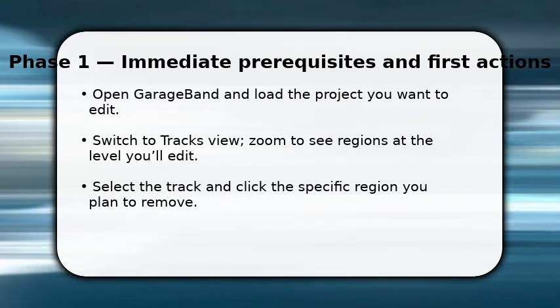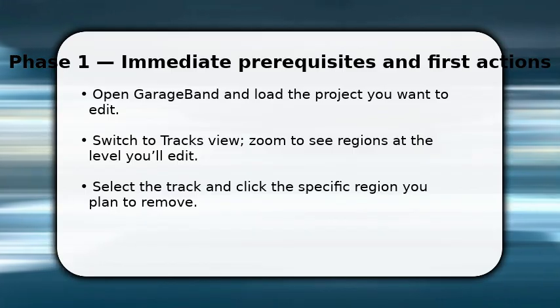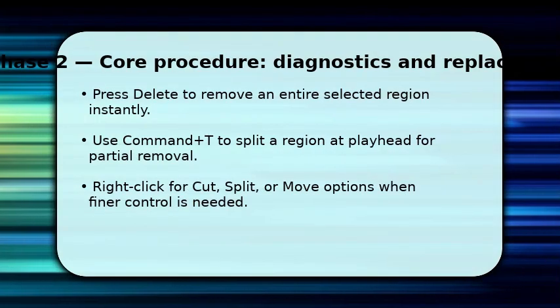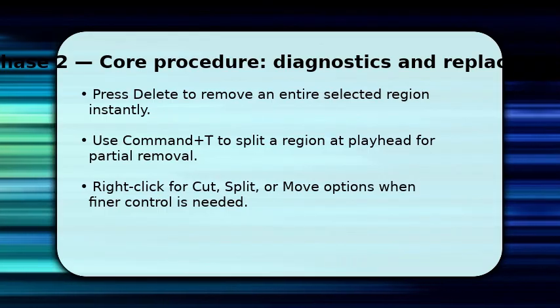Once done, glance at the ruler and zoom controls to confirm the selection boundaries. This gives you a clean starting point for cutting or deleting individual takes. You're in the middle of the edit, decide how much to remove. If you want the whole region gone, press delete. It's fast and permanent in the project timeline.